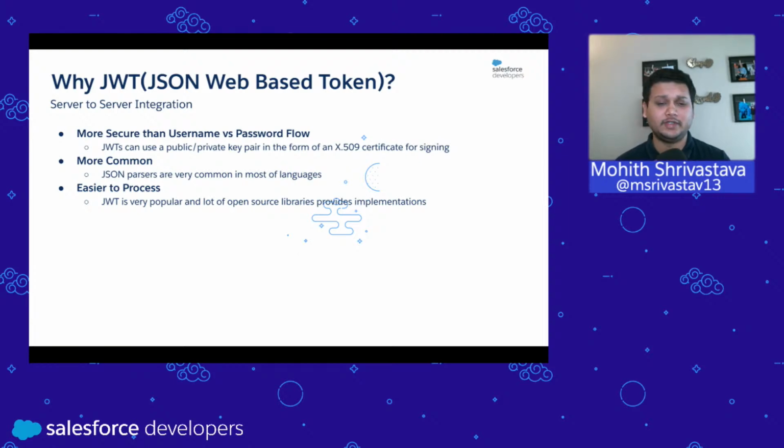So again, most of the languages have support for JSON parsing, Java, JavaScript, you name it. And Node.js has some really interesting and common libraries to parse it. That makes it ideal for server-to-server integration flow and to pick one of these flows. And also it is easier to process. JWT is very popular. There are a lot of open source libraries and implementations that one could take advantage of to implement this.